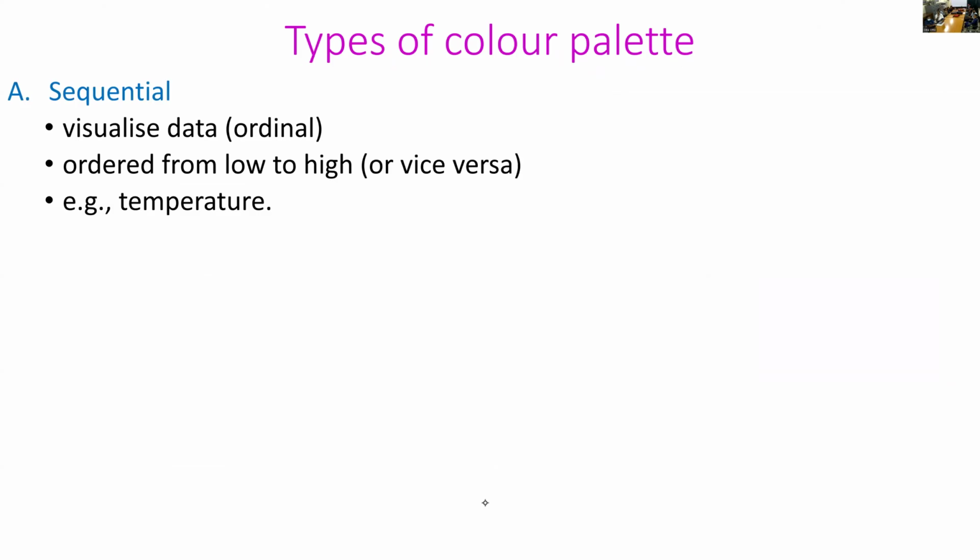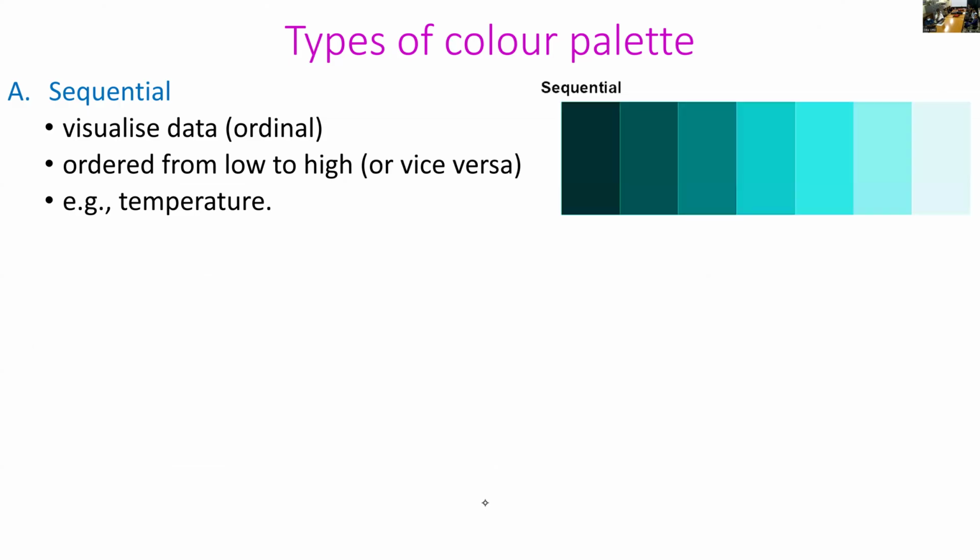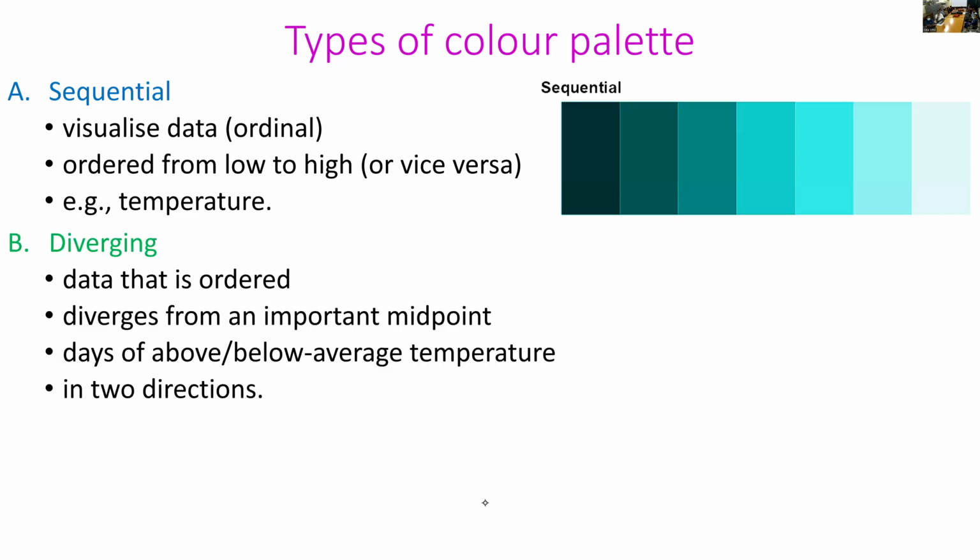Sequential coloring: remember I told you there are two types of data, qualitative and quantitative. For qualitative data, if there's an order, for example, hot, hotter, very hot chilies, or temperature, you can use this kind of color. If you're trying to differentiate ordinal data, you can use this kind of color scheme: the same one color, but the density of the color changes. Second is diverging.